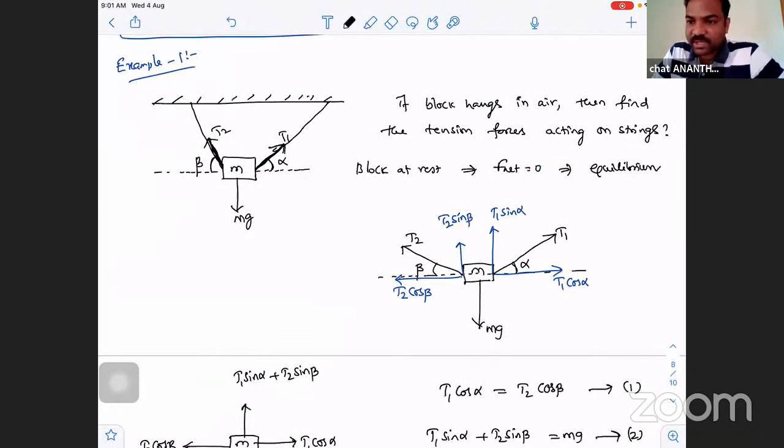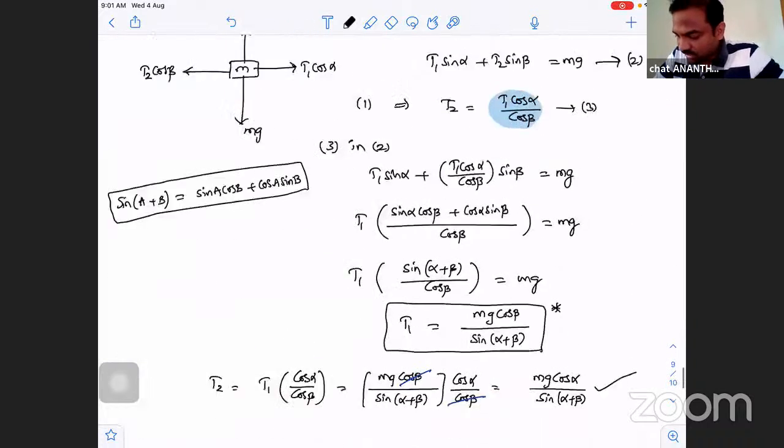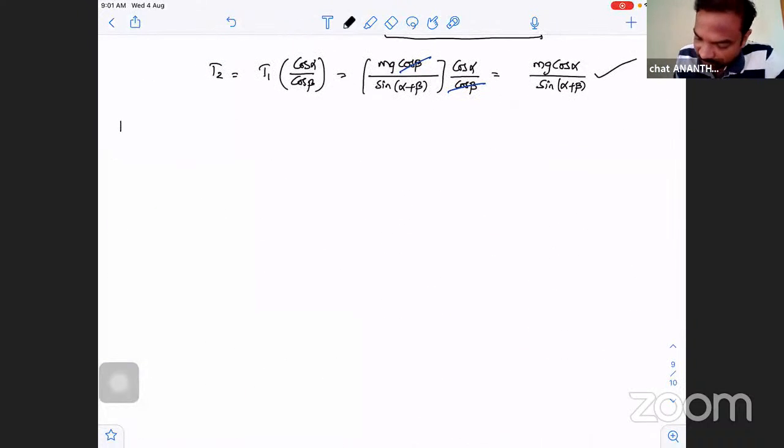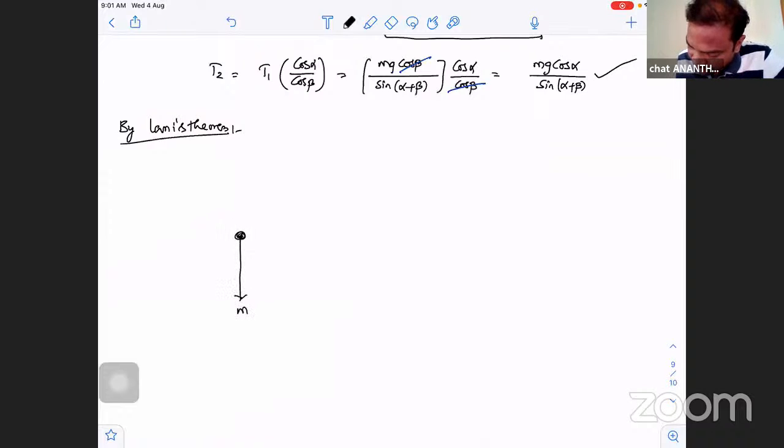Here how many forces are acting? 3 forces are acting, no? When 3 forces are acting, we can use Lami's theorem, right? So I'm going to apply Lami's theorem. See once. Lami's theorem is applicable when 3 forces are acting. So mg is acting downward, T1 is acting, and T2 is acting. And what are the angles they make with the horizontal? With the horizontal, alpha, and this is beta.